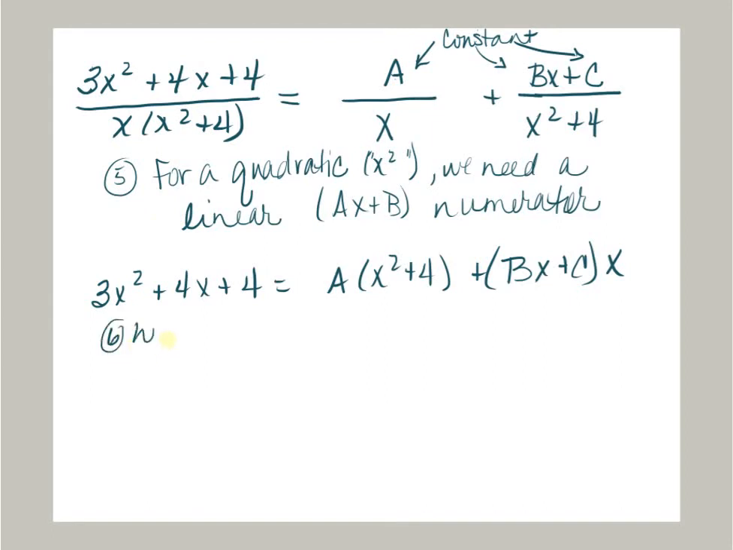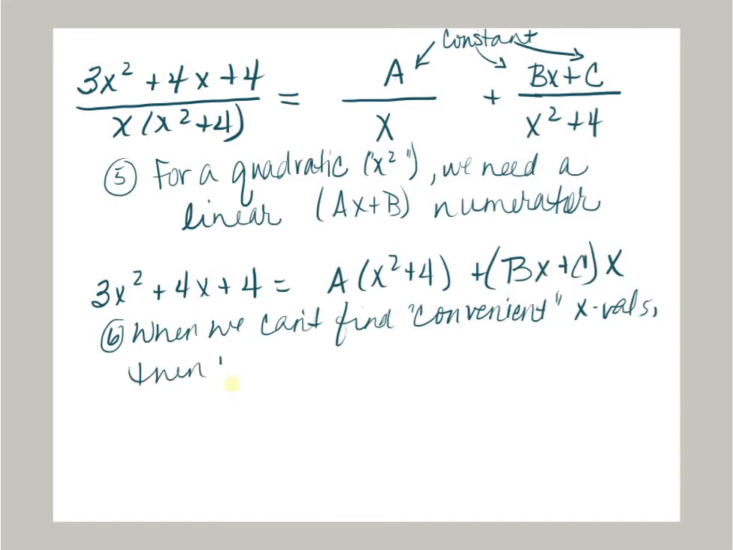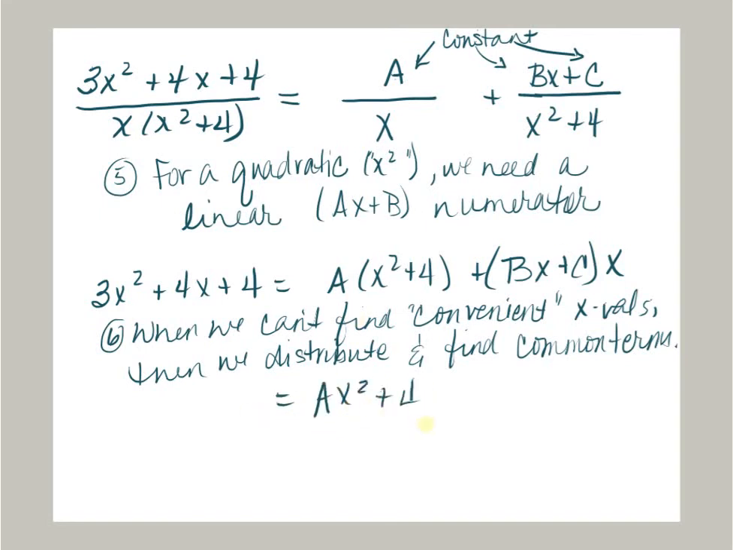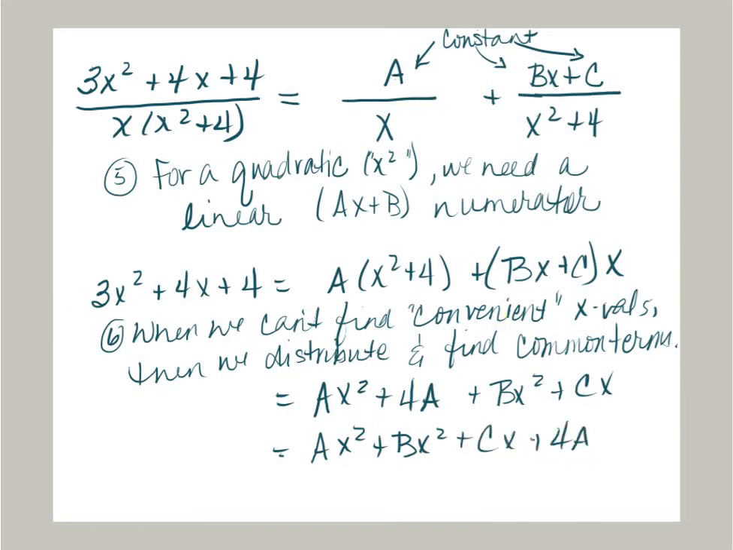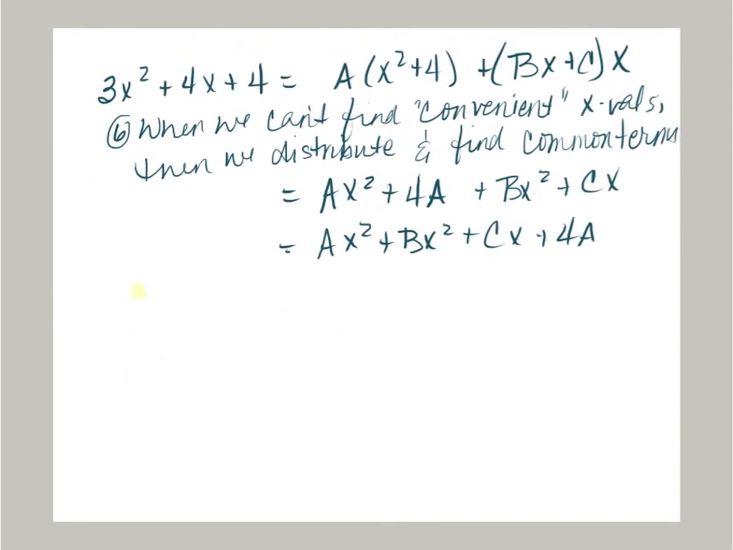So when we can't find convenient x values, then we distribute and find the common terms. And let's talk about what that means. So let's multiply out this right-hand side over here. So I've got ax squared and 4a. I've got bx squared and cx, which means that if I put them in order, I've got ax squared and bx squared and cx and 4a, because remember 4 and a are both just numbers. All right, and that's set equal to this 3x squared plus 4x plus 4 over here.